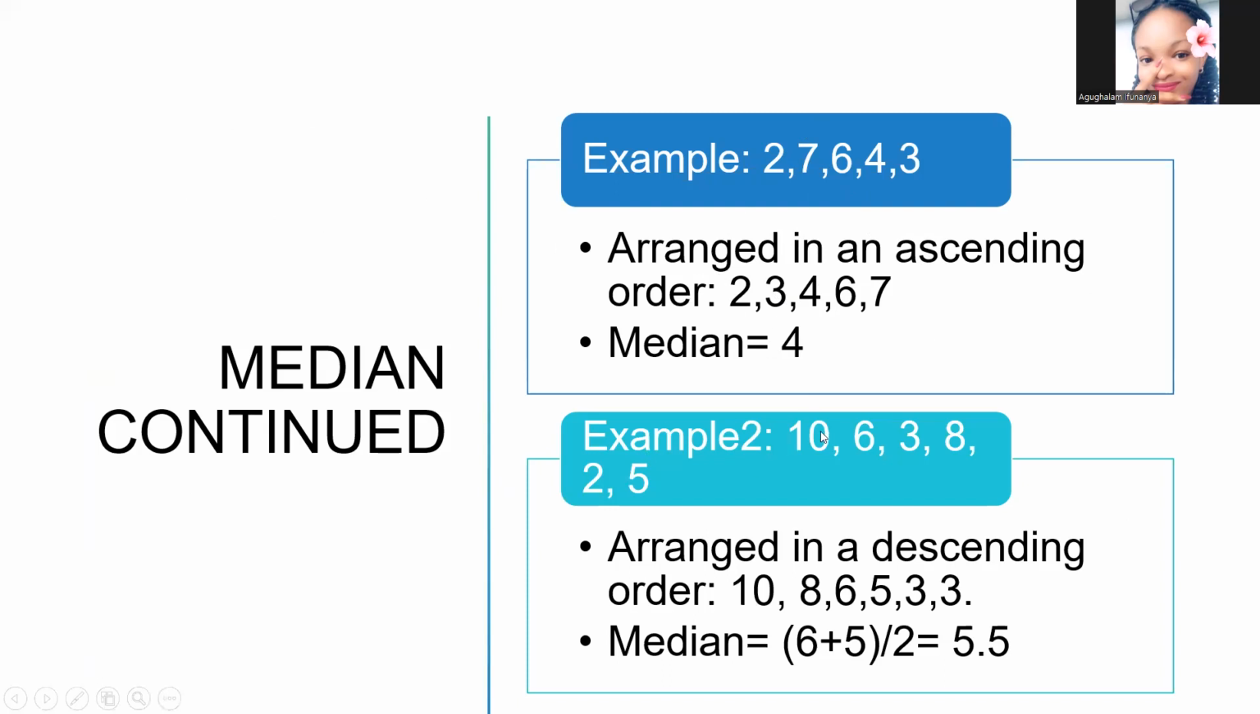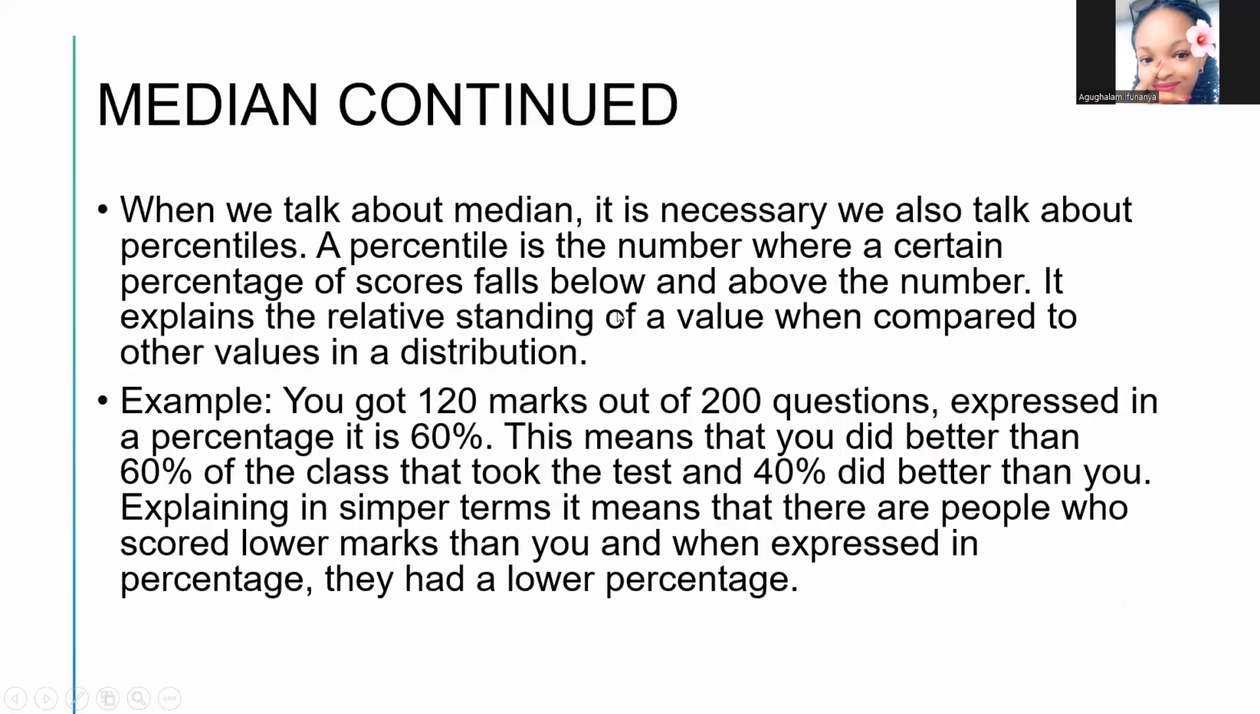Then here is example 2, 10, 6, 3, 8, 2, 5. In the descending order, it is 10, 8, 6, 5, 3, 3. And then you can see that this is an even set of numbers because there are 6. So we did 6 plus 5 divided by 2 gave us 5.5.